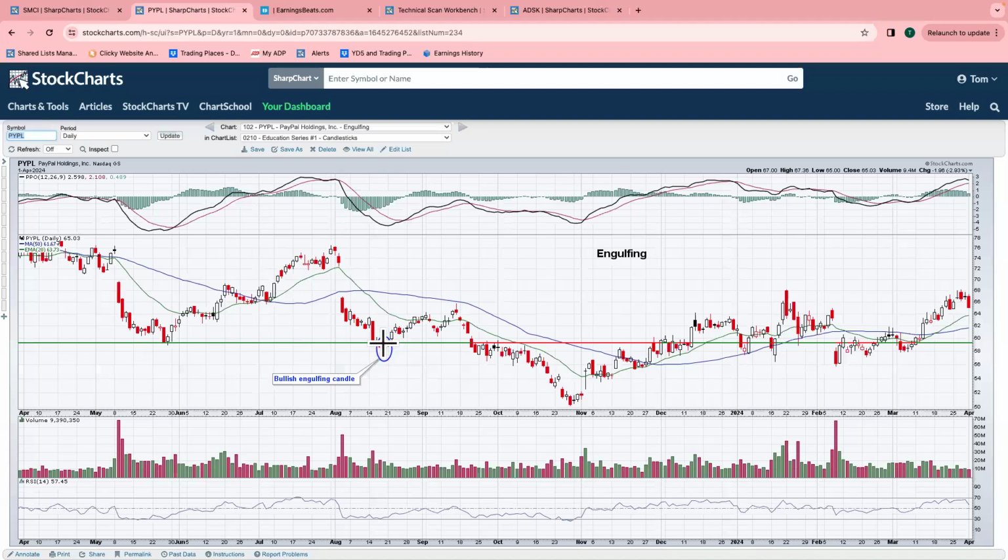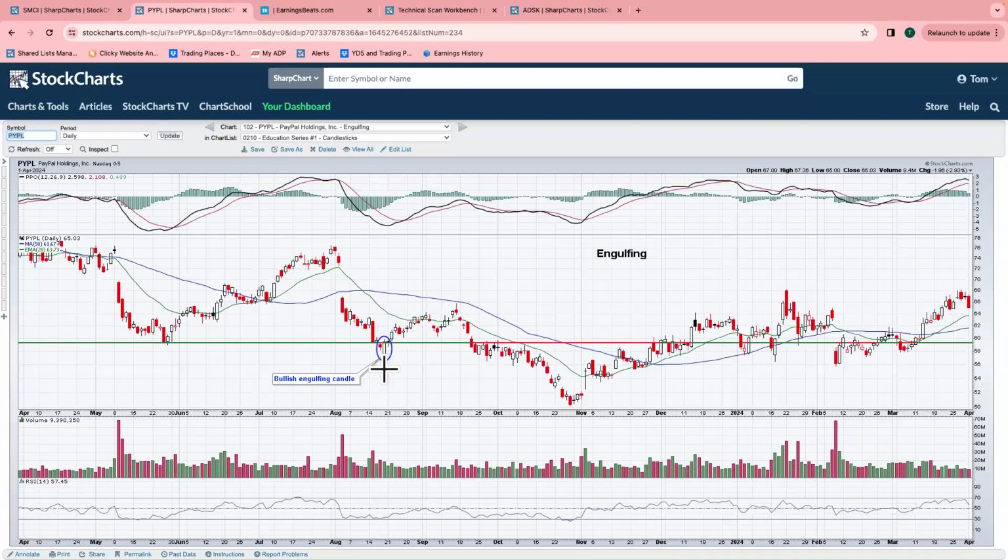But here, I'm just looking for a possible trade, and that is a bullish engulfing candle. The difference between a bullish engulfing and a piercing is that a bullish engulfing completely closes above the prior day's candle, not just in the top half. You completely engulf the prior day's candle off of a downtrend and then back up to the upside.